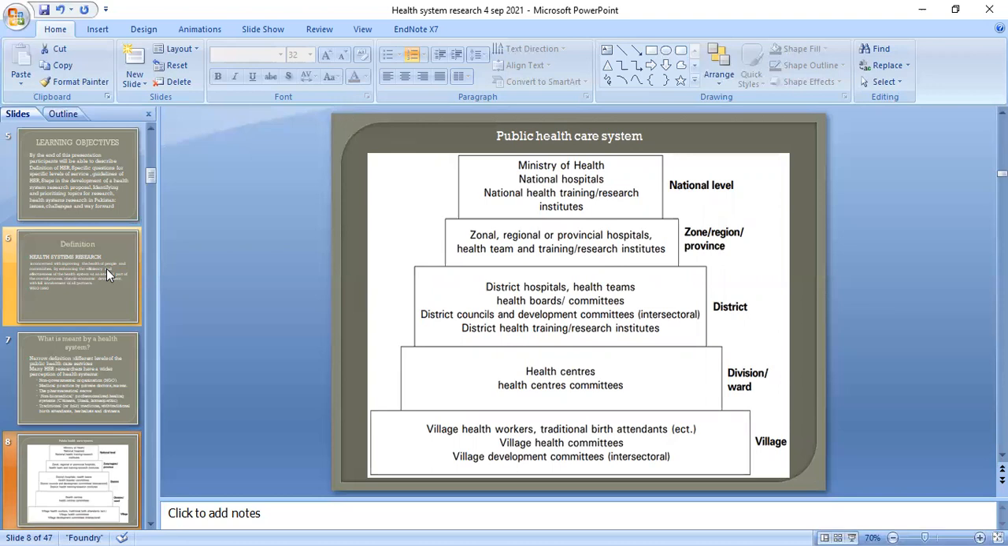At the division and ward level, it includes the health centers and health center committees, and at the village level, it includes the village health workers, traditional birth attendants, village health committees, and village development committees.